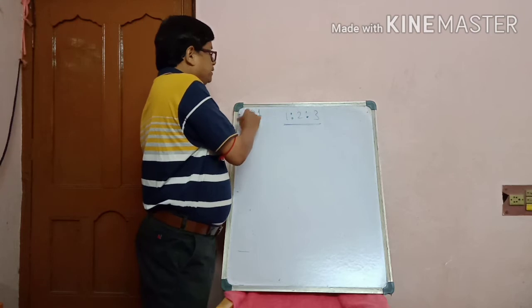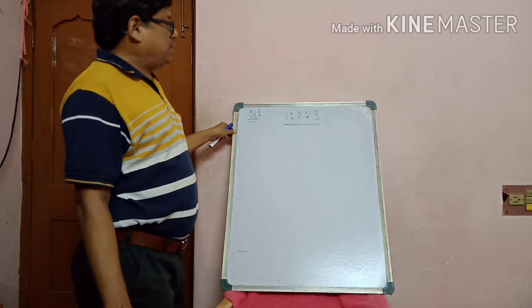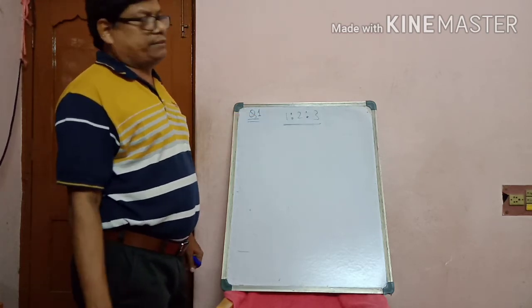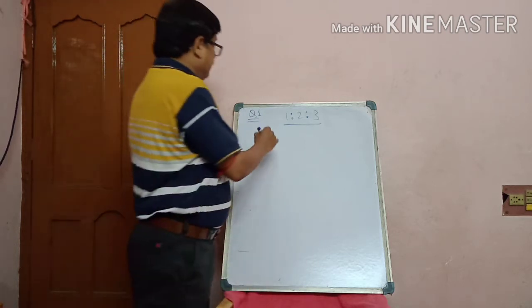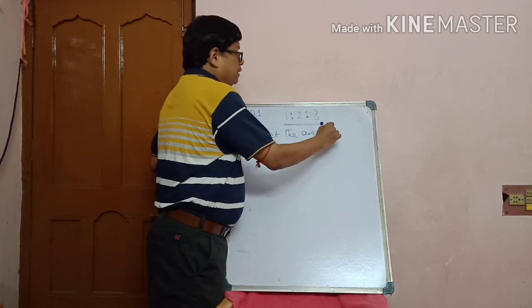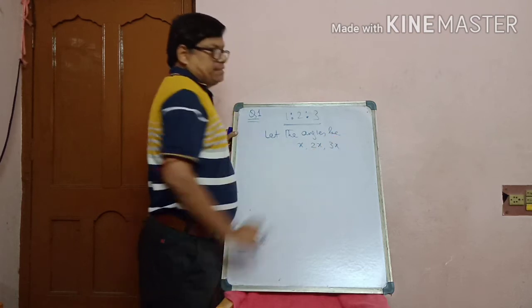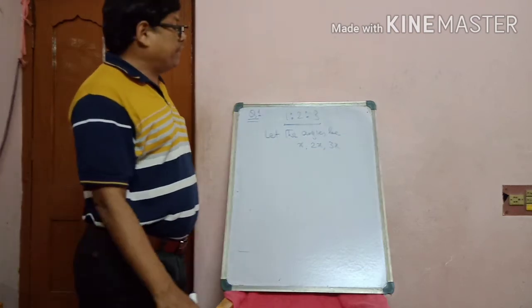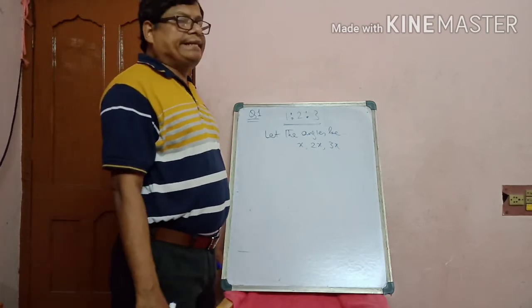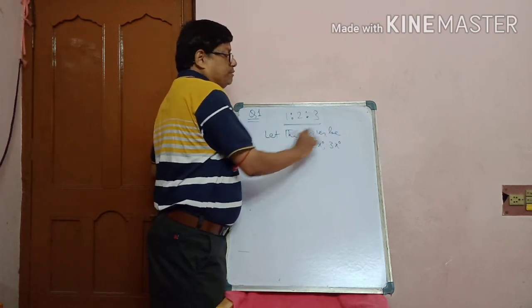Again write. In a triangle, the ratio of the angles are 1:2:3. Find the angles. First let the angles be x, twice x, thrice x. x is a non-zero constant, keep in mind. So we know the sum of the angles is 180 degree. So you can write, no problem. Suppose x degree, right? No problem is there.